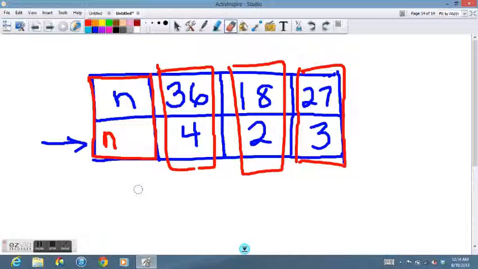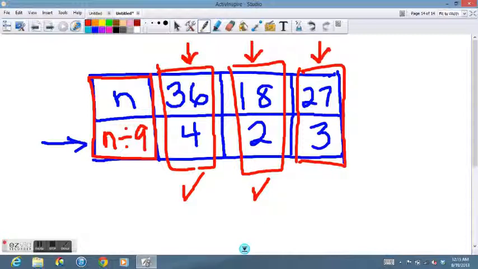If n is 36 and we take our n and divide it by 9, will that work? So for the first case, 36 divided by 9 is 4. That checks. Alright, now let's look at the second case. If n is 18, we take 18 and divide it by 9. Do we get 2? Yes.